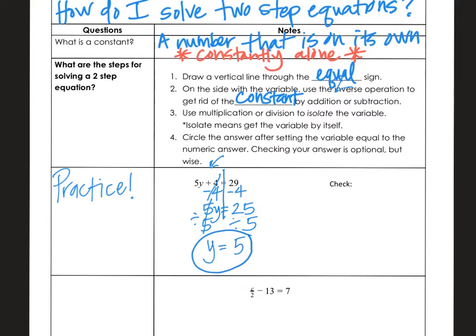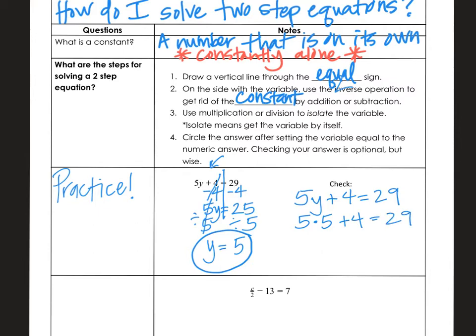Now what I'm going to do is check my answer, and this is great to do. This is optional, but it's great to do if you have extra time on a test or a quiz. So what we're going to do is plug 5 in for y. So let's go ahead and write the original equation. And now I'm going to plug my 5 in for y. And I want to make sure that it gives me a true statement.